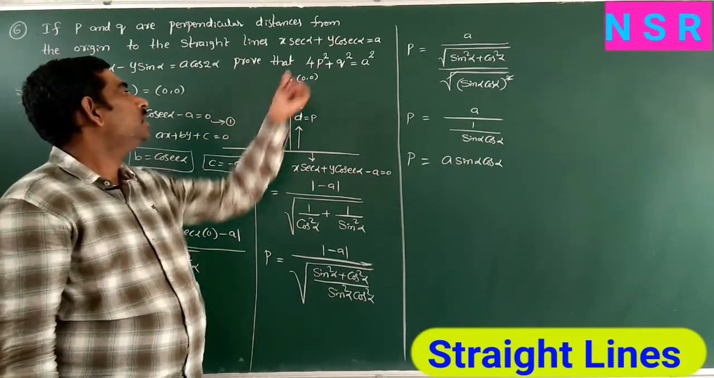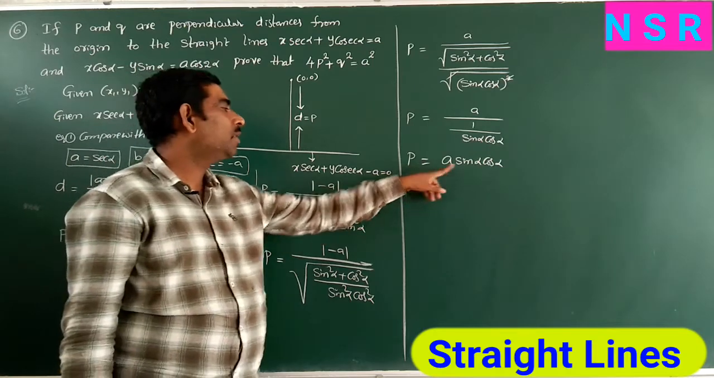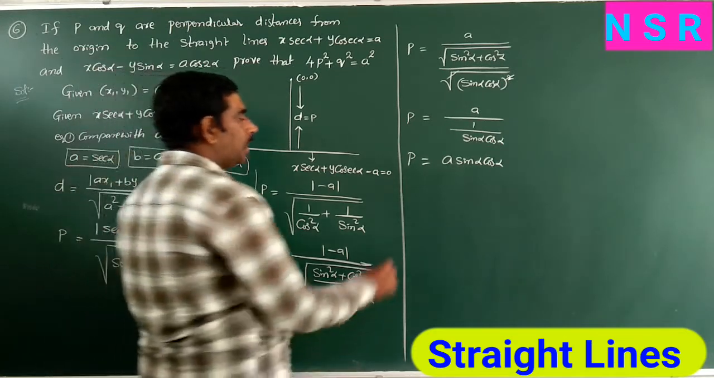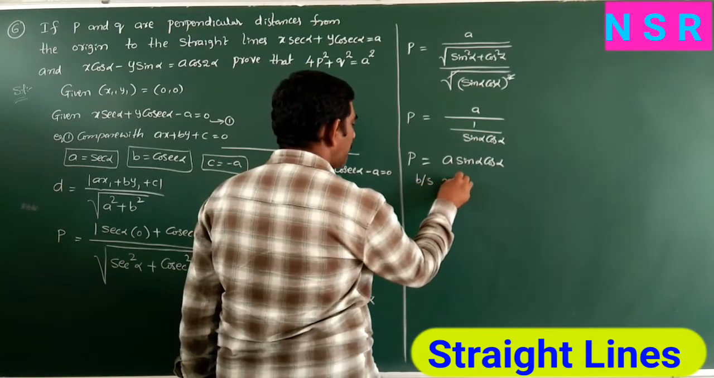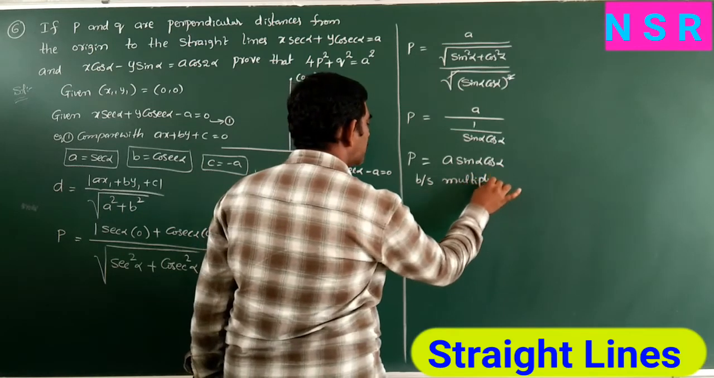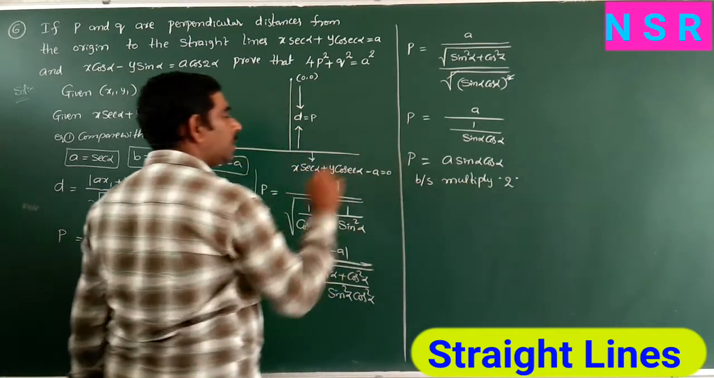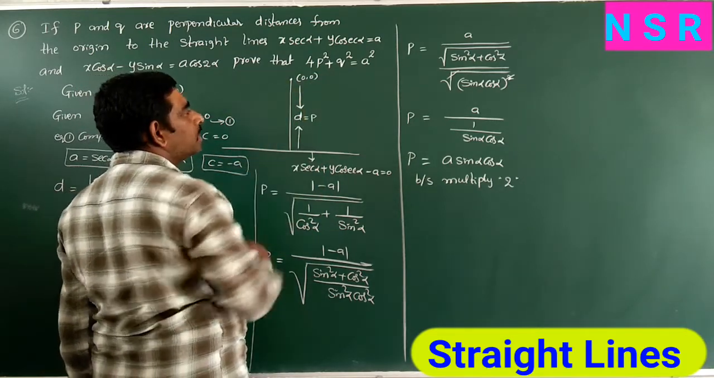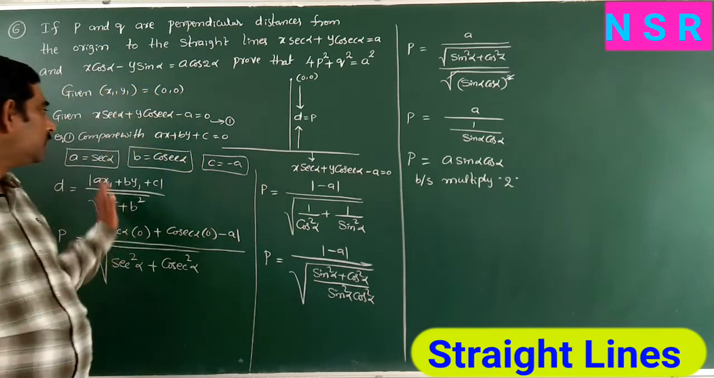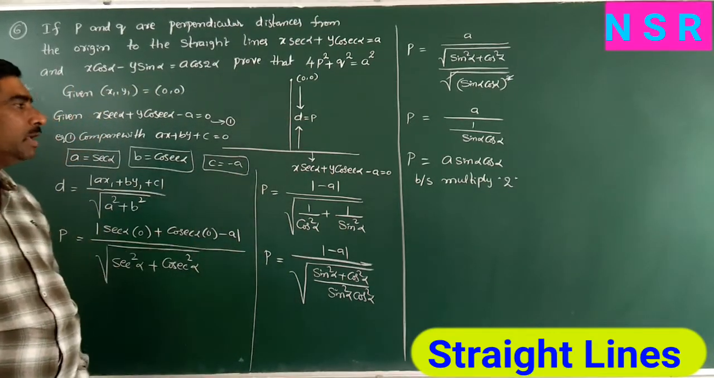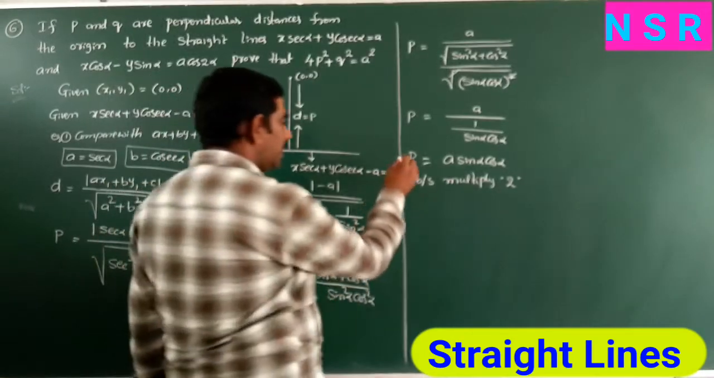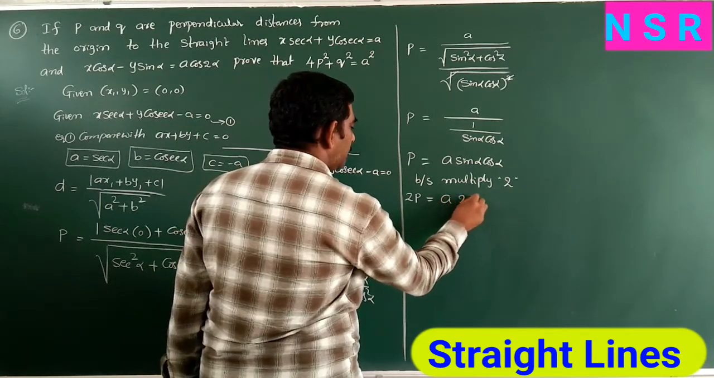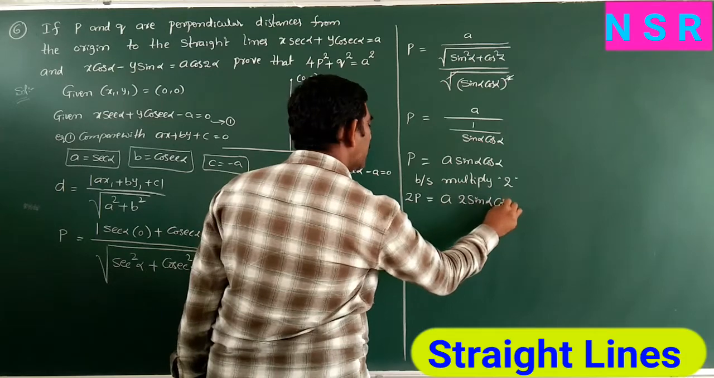Our first value is 4p square, but here there is only p. If we square both sides, we get only p square, but here 4 is needed. So multiply both sides by 2. Why? Because if we multiply by 2, 2 square is 4. Actually we are proving 4p square plus q square. By using the first line and the origin, the distance is p, and using this we find the 4p square value. That's why we multiply both sides by 2. So 2p is equal to a into 2 multiplied by sin alpha and cos alpha.